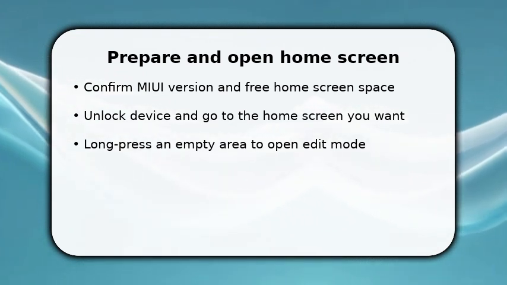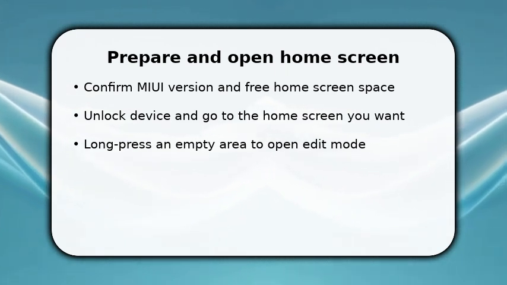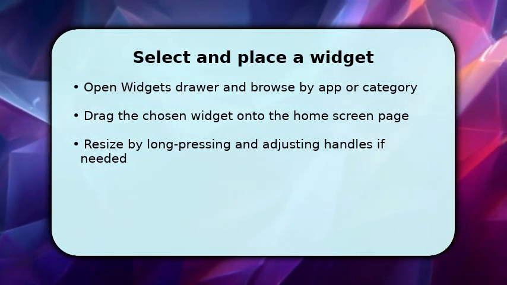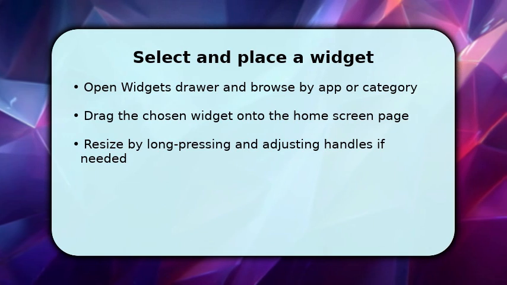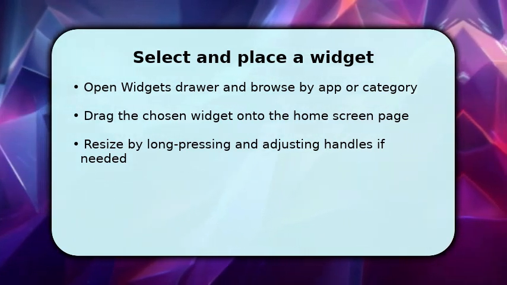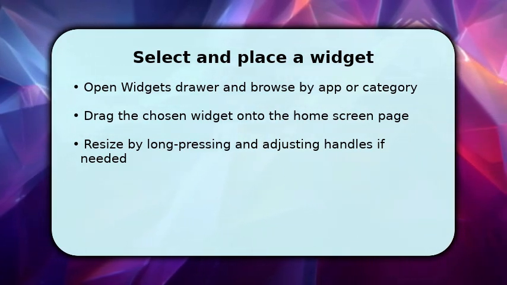Make sure to pause for 1 second after the long press so the system registers edit mode, then tap Widgets to reveal. You now pick the right widget by opening the Widgets drawer. Browse by app to find your clock, weather, or note widget. Once chosen, tap and hold the widget, then drag it onto the home screen spot you prepared. Release to drop it. Make sure it snaps into place.